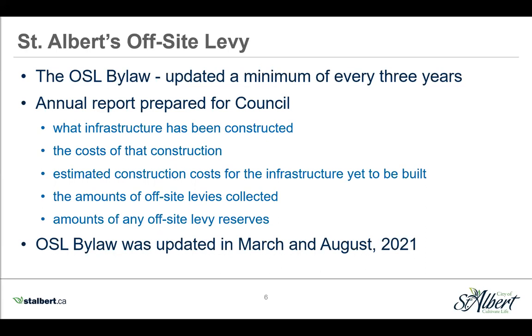This annual report details what infrastructure has been constructed, its costs, estimated construction costs for the projects still to be built, front-ending party payments, the amounts of offsite levies collected, and the amounts of any offsite levy reserves. And last year, we updated the bylaw in March and August.